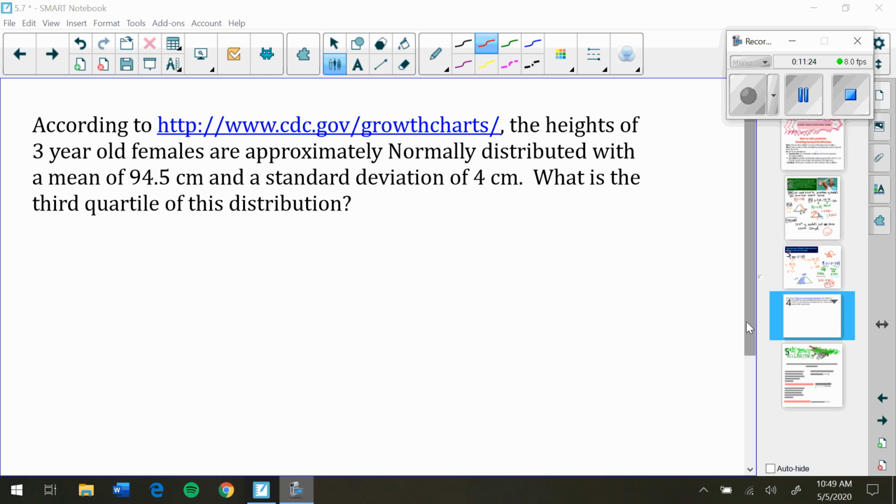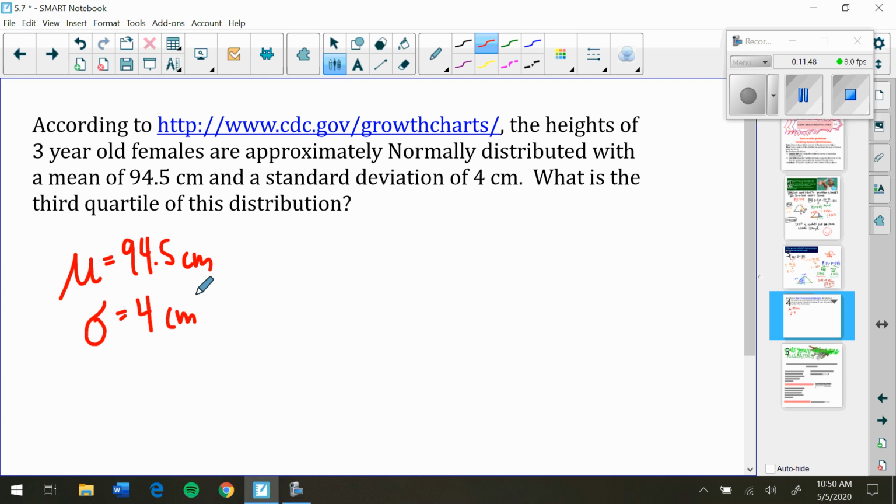Another type of problem we can do is similar to the ones that we've seen before, where we're given a probability and we need to find the value. So according to the CDC, the heights of 3-year-old females are normally distributed with a mean of 94.5 and a standard deviation of 4 centimeters. What is the third quartile of this distribution? Ooh, we haven't heard that word third quartile for a while. Third quartile means the value that has 75% to the left.